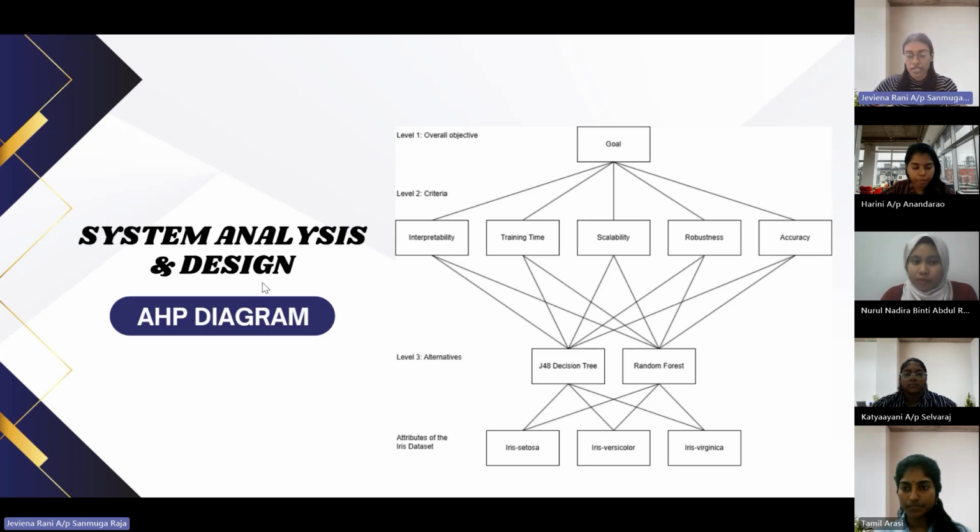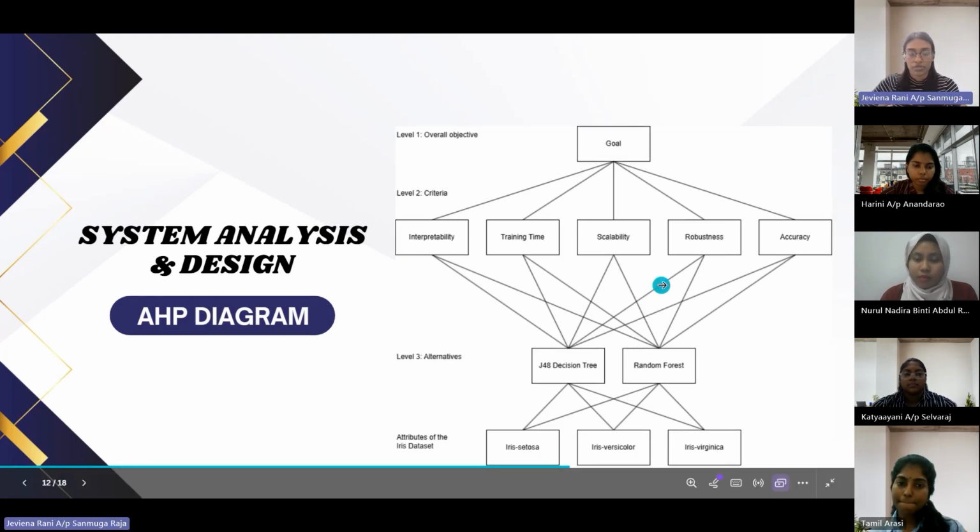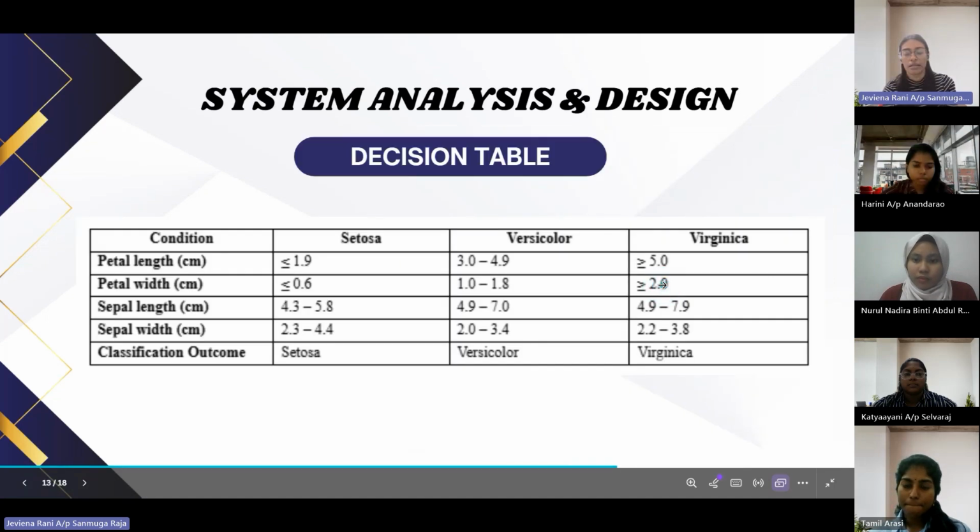And we have the outcomes, which are all the possible results of the classification: Iris setosa, Iris versicolor, and Iris virginica. This hierarchical structure helps visualize how the goal cascades down through criteria and alternatives, ultimately leading to a classification outcome. That's all from me for this presentation. I shall pass to my next team member.